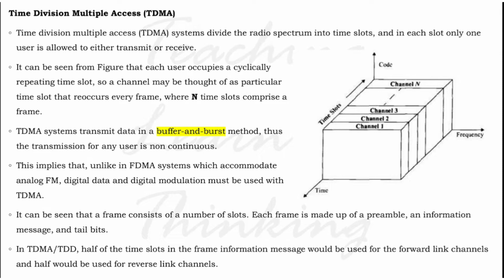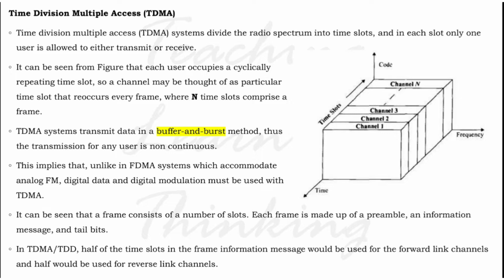It can be seen from the figure that each user occupies cyclically repeating time slots. A channel may be thought of as a particular time slot that reoccurs every frame, where n time slots comprise a frame. Here you can see channel 1 to channel n. These channels are the time slots available, and each user can be allocated one channel at a time to transmit or receive, and this continues cyclically. Once a user has transmitted, its slot will come again after n slots.